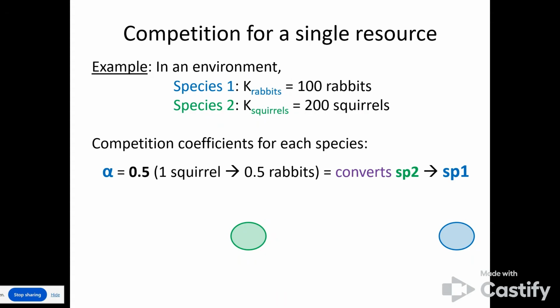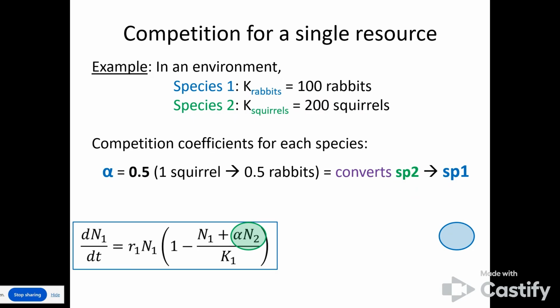So if we have one squirrel, what do we multiply by one squirrel to get the number of rabbits that would use that same amount of resource? It's 1/2, or 0.5. So again, alpha is in units of, in this case, rabbits per squirrel. The number of rabbits per squirrel is 1/2, or 0.5. So we're converting squirrels to rabbits. We're going to go the other way with beta. Oh, sorry, I'm going to show you the equation first.